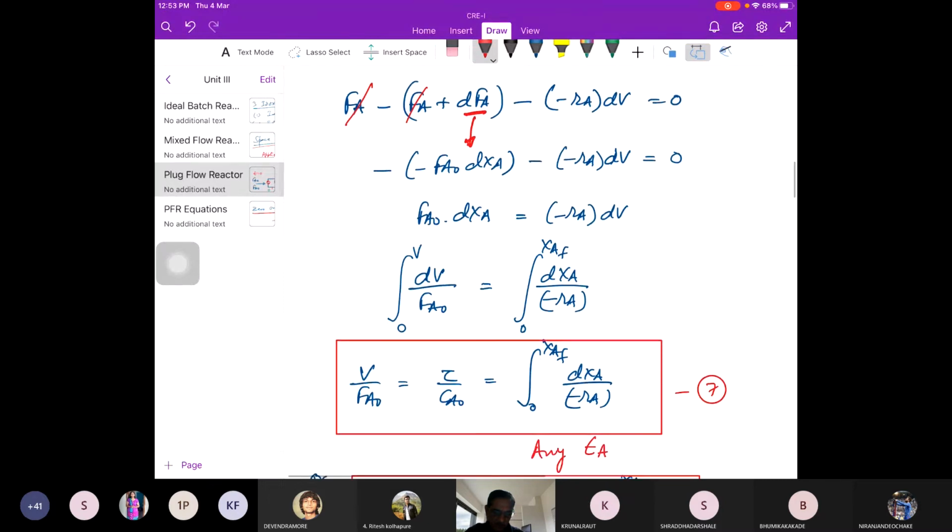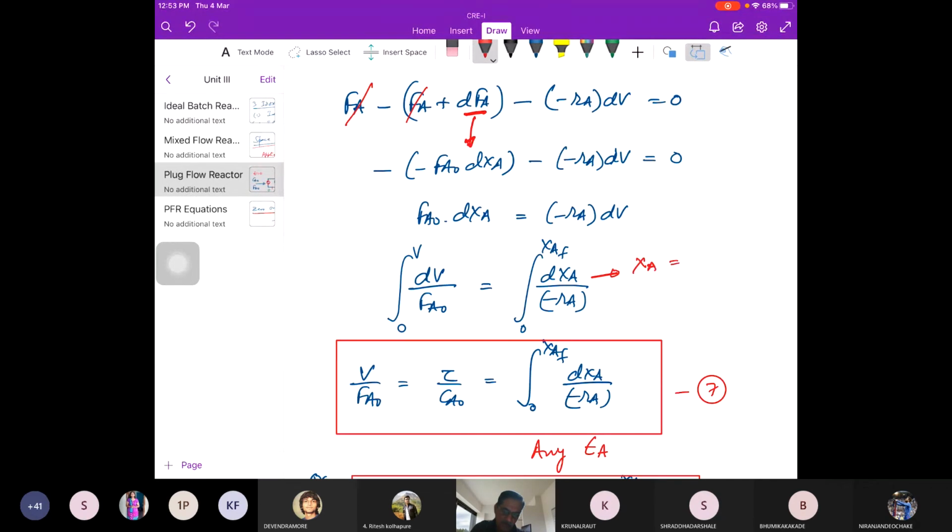So now what we need to do is we need to find the total conversion. So we need to integrate because we are taking only a small slice of the reactor. So now we need to find कि अगर वॉल्यूम मेरा 0 से V तक टोटल वॉल्यूम होता है तो what is the value of XA, and that's why we have to integrate dXA upon minus RA, 0 to XA, because XA is changing.